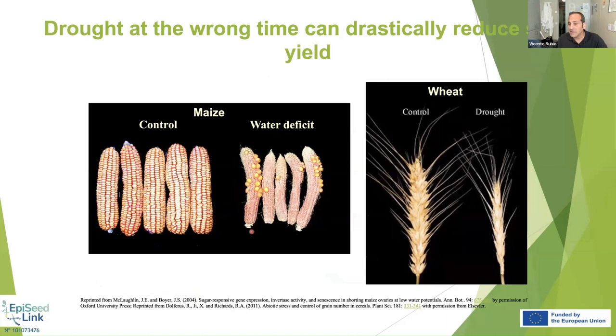And about yield, this is pretty significant for cereals. During the filling of the grain, drought can really have a huge impact. You can see this corn in which they have suffered drought at the very wrong time, during the filling of the grains, and you can see that this is a disaster for the farmers. And also the same happens with wheat. You can see the size of the grains and so on.